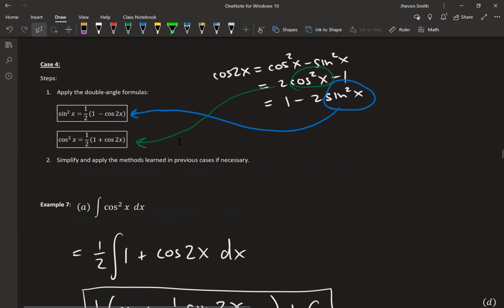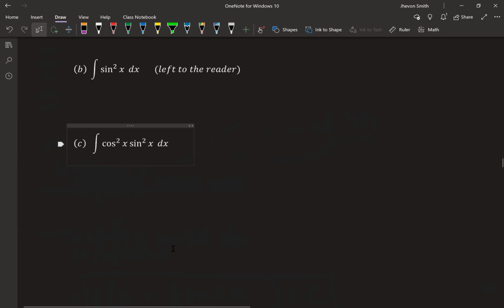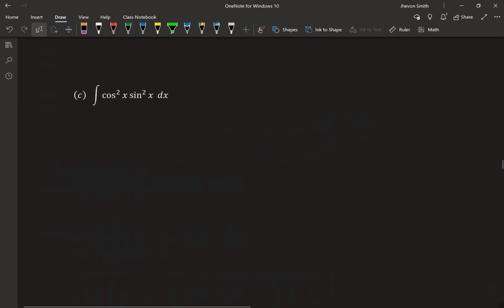Let's go back and look at the strategy again. Case 4, steps, apply double angle formulas. That's the first thing you want to try to do. You're going to change them with the double angle formulas because we're in the situation where they're both even. Now, there's going to be a slight variation that we can do here, but I'll mention that afterwards.